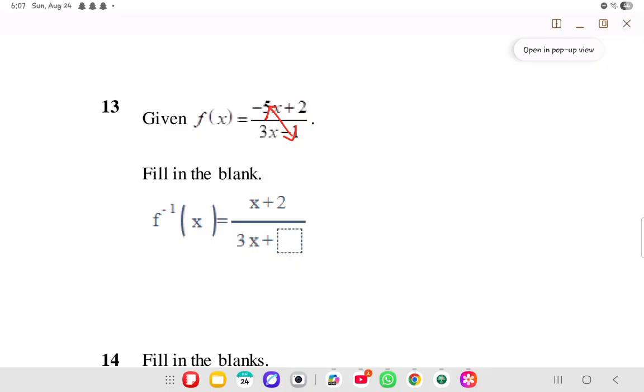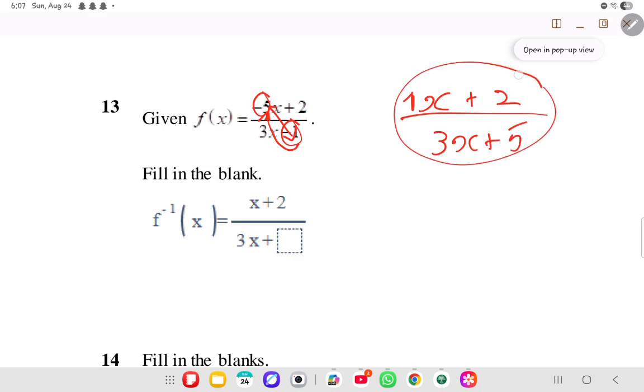What does it mean? It means instead of minus 1, you'll put minus 5. Instead of minus 5, you'll put minus 1. And then you switch their signs. So if it's minus, you put plus. If it's plus, you put minus. In this case, it's going to be what? It's going to be x plus 2 over 3x plus 5. This is one really simple way to do it.